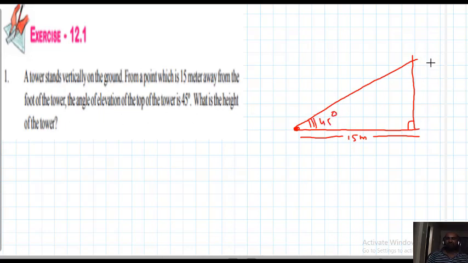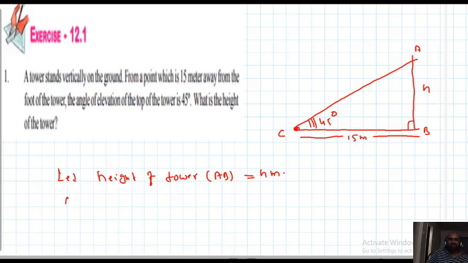What is the height of the tower? We need to find the height. Let it be h. It's an important note: in examination you need to write steps like, let the height of the tower, in bracket AB, equal h meters. Next, given the distance from observer to foot of the tower, that is BC, you should write like that: BC equal to 15 meters. Angle BCA is given as 45 degrees.